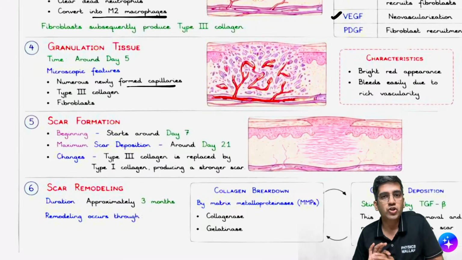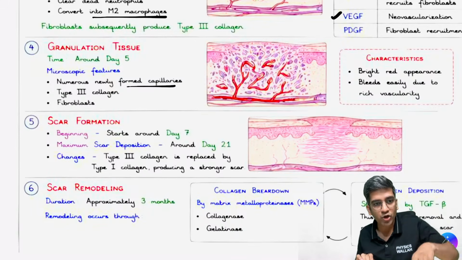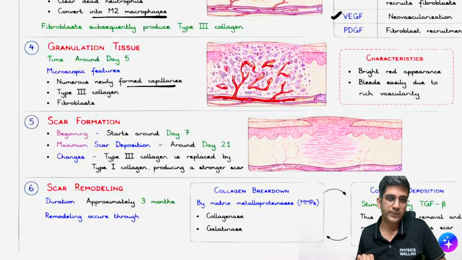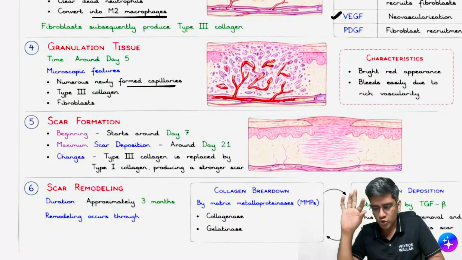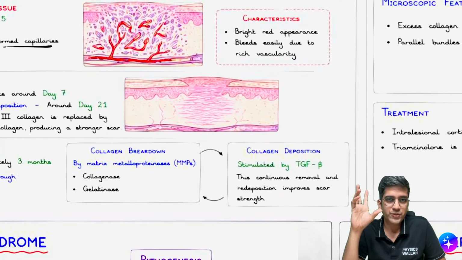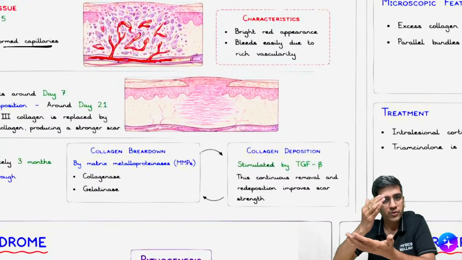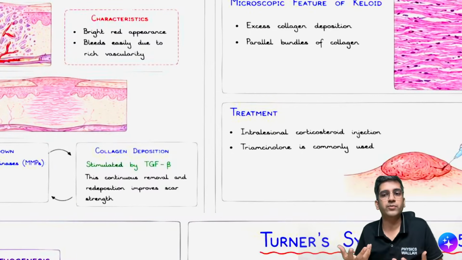It does not stop with scar formation. If a question is coming on wound healing steps, I want you to also include scar remodeling. It's an approximate duration of 3 to 6 months. Slowly, the collagen will break down with matrix metalloproteinases, which are also produced by the same M2 macrophage. They break down the collagen because they have collagenases and gelatinases. And again, I'll have TGF-beta which will reform the collagen.